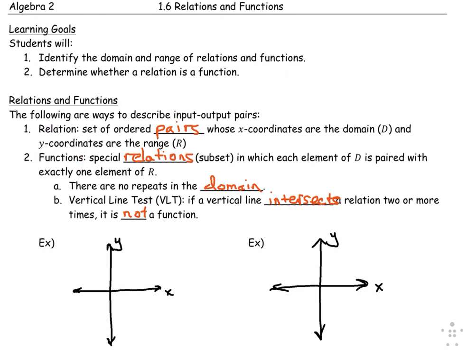Now, functions are special relations, so functions are a subset of all relations. Functions are when each element of the domain is paired with exactly one element of the range. So it's a predictable map from an input to an output.